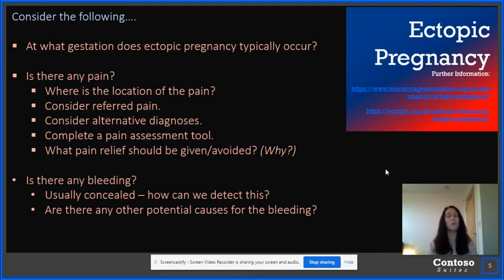Okay, so the bleeding. Now, usually there's not going to be any visible bleeding here because it's inside the fallopian tube. So we're going to have to think about other ways of finding bleeding. What other kind of way can we detect a concealed bleed? Well, firstly, pain. All right, we've talked about where the pain is located, but secondary to that, what about your vital signs? How are you going to notice a bleed in your vital signs?